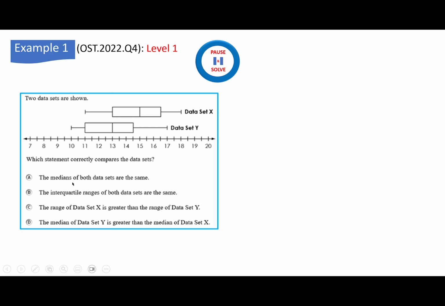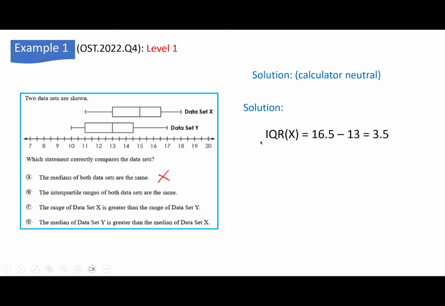First, the medians of both data sets are the same. Is this the same as this? No, this is 15 and this is 13, so you cross this one out. The second one, the interquartile ranges of both data sets are the same. Now you need to do some calculation. For X, it is 16 and a half minus 13, you get 3.5. The second one is 14 and a half minus 11, you get 3.5. They're the same, so you got the answer.